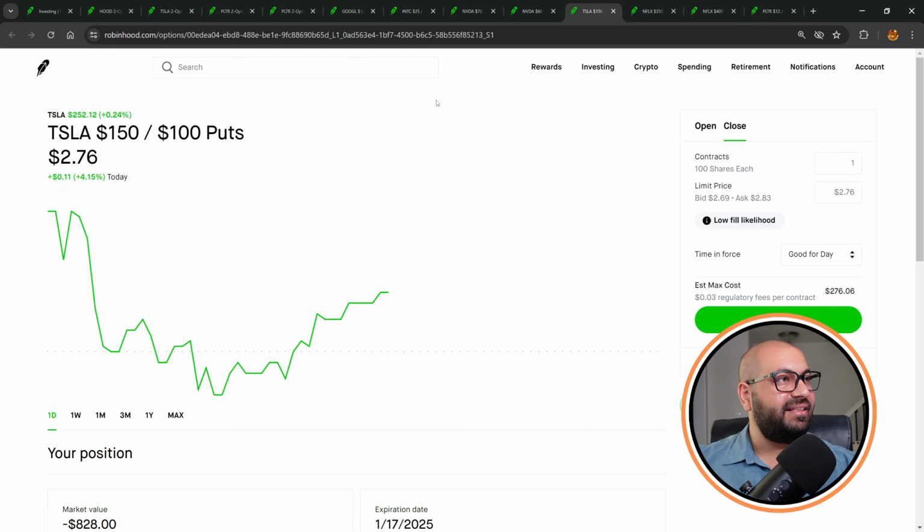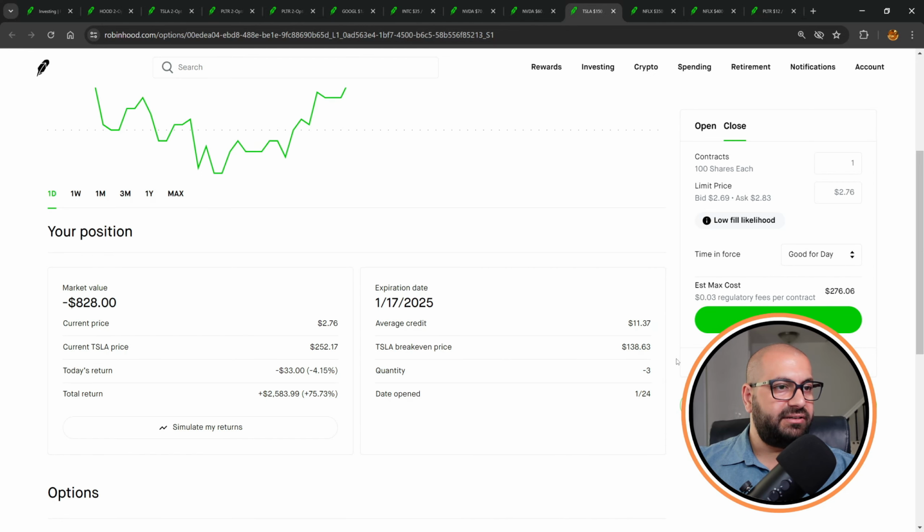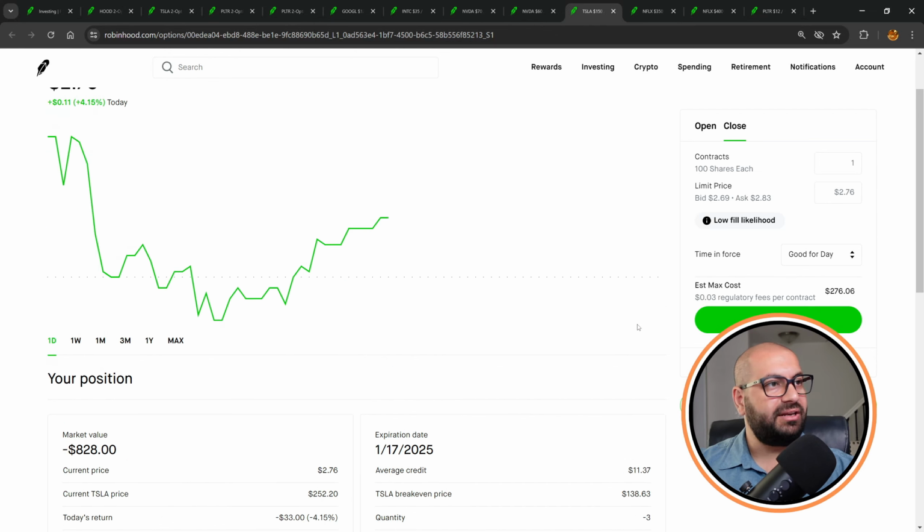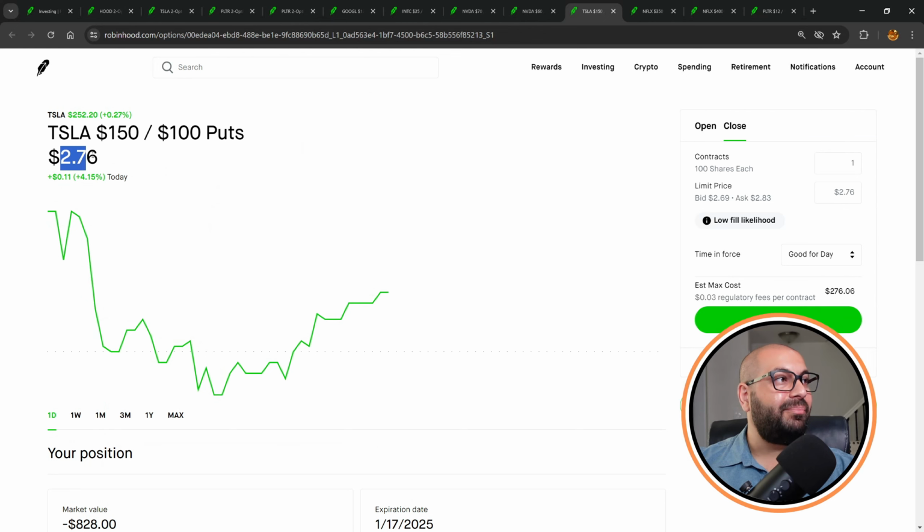Actually, I do have another put credit spread on Tesla that I want to show you. I have sold the 150 and bought the 100 put. Let's go down here and see the details. I opened it on January 24. I have -3 since it's 3 contracts. I have collected an average credit of 11.37 per share or $1,137 per contract. You can see right now I can buy to close for 2.76.